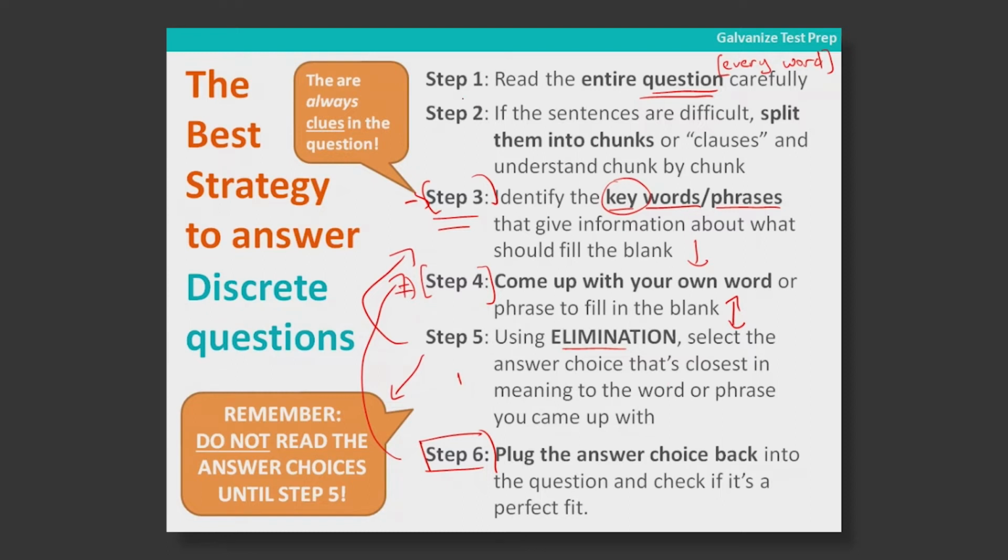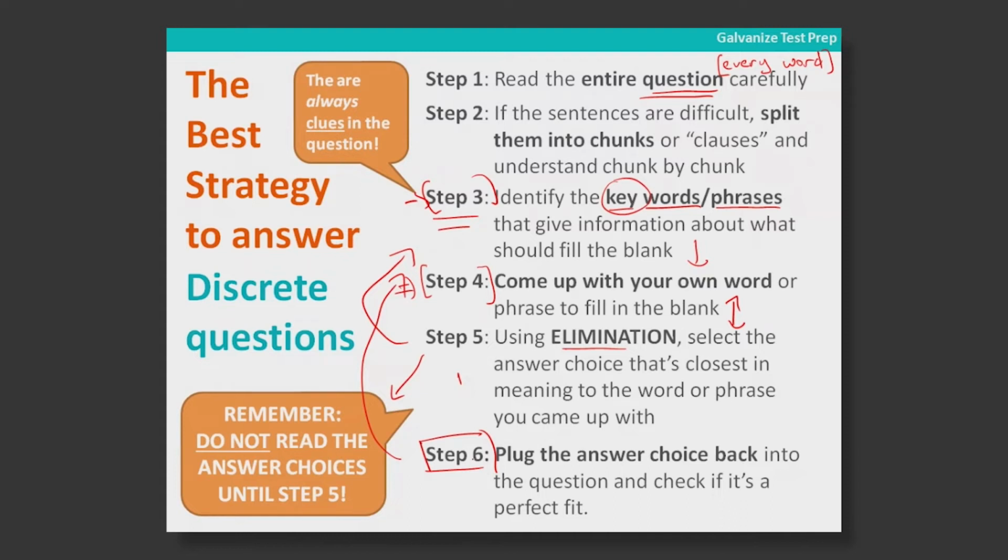Remember, step 1, read the question carefully. Step 2, split it into chunks if you need help. Step 3, identify keywords and clues. Step 4, come up with your own word or phrase. It's totally okay if you do this in your mother tongue, in your own language, whatever it may be. You just need to have a clear idea of how to fill the blank. Because for step 5, you can't proceed via elimination without having an idea first. And then step 6, just to check your answers. Just like in math, just like for quant, you always have to check your answers.